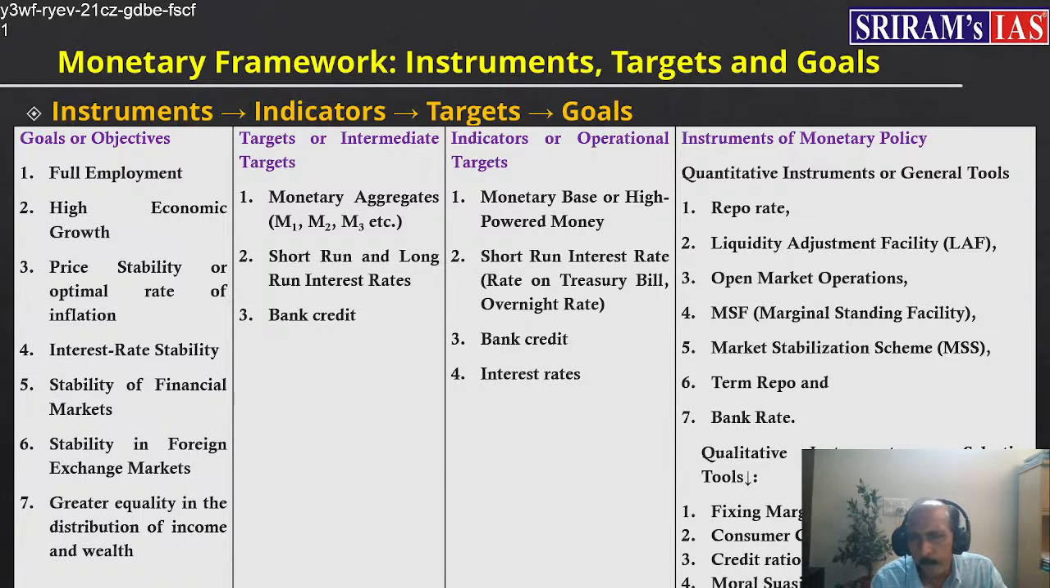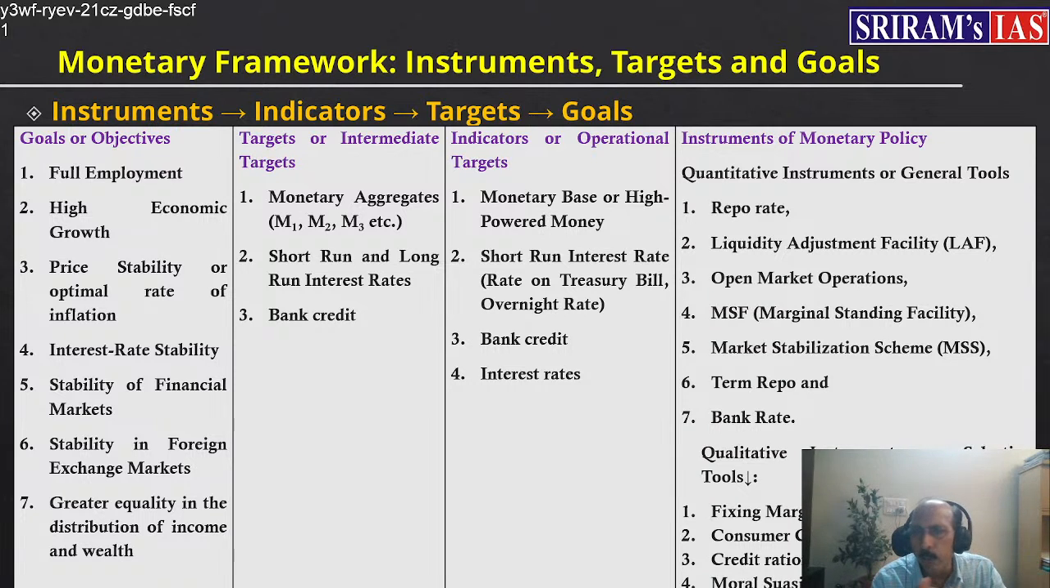The goal is inflation. Therefore, monetary policy does not have any magic rod with which, if they raise the interest rate today, tomorrow inflation will be controlled. The action of monetary policy has to pass through various stages. That's why we need to understand the functioning of the monetary policy framework in India. This table gives you the framework, and the instruments are listed here: the repo rate, liquidity adjustment facility, open market operations, marginal standing facility, market stabilization scheme, term repo, bank rate, etc. These are the instruments at the disposal of the RBI.